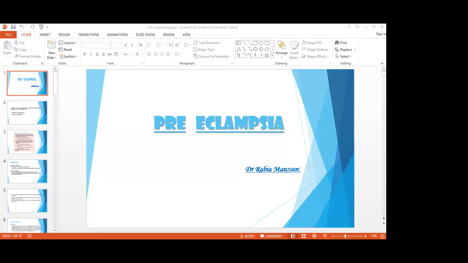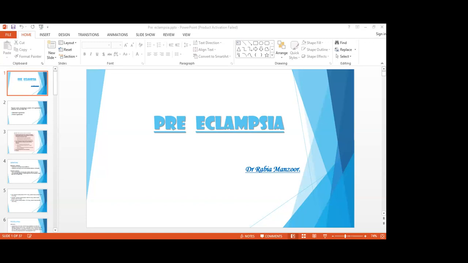So definition of pre-eclampsia, it has 5 important points. That is the raised blood pressure of 140 over 90 millimeter of mercury. Number 2, there has to be 2 readings if we label the patient as pre-eclampsia. 2 readings at least 4 hours apart.